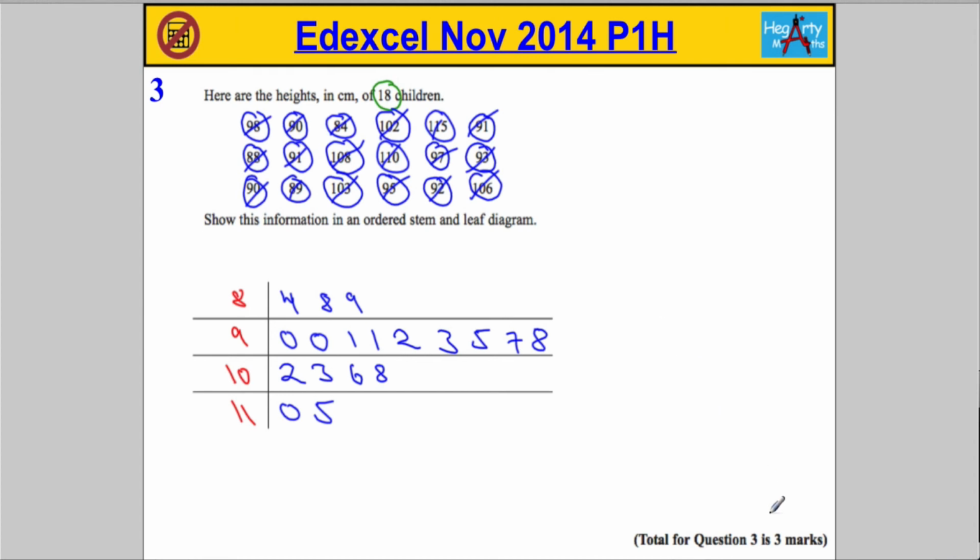And then finally, for the last mark, we have to make sure we include a key. They didn't give us the box in the exam question. We've got to put it in. So I'm going to say that 9 with the line and the 1 means 91 centimeters, and that should get us 3 marks.